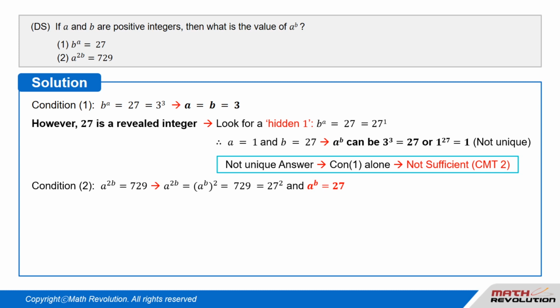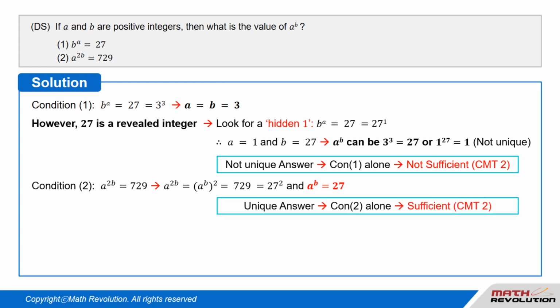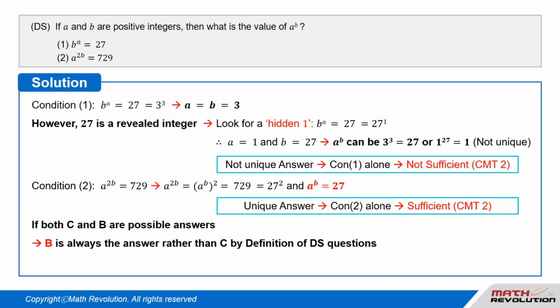Condition 2 tells us that a to the power of 2 times b equals 729. This gives us a to the power of b, squared, which is equal to 729, which is equal to 27 squared. And a to the power of b equals 27. This answer is unique, so the condition is sufficient. If both C and B appear to be possible answers, then B is always the answer rather than C, by the definition of DS questions.